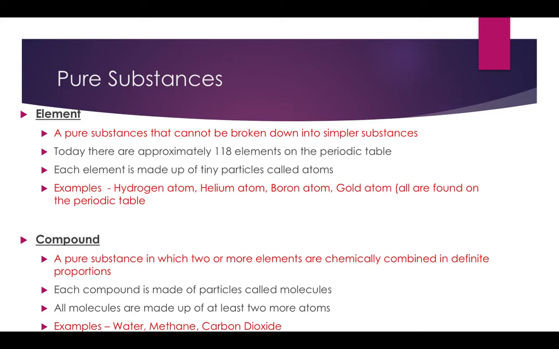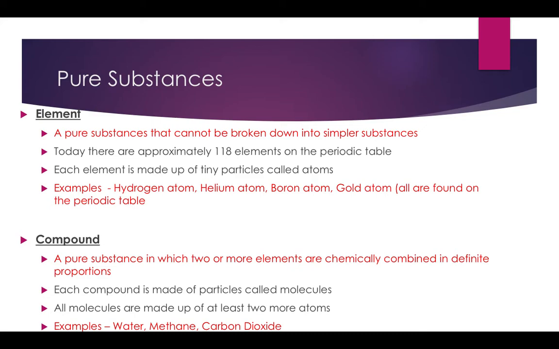In fact, there's about 118 or 119 right now. And if you're ever looking for an example of an element, just open up your periodic table. If you pick any one of those things, you'd be right, because they are all considered elements. Every single one of them is found on your periodic table.